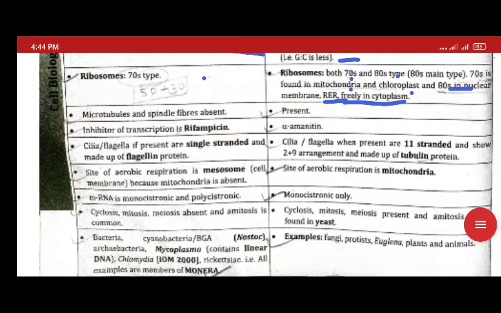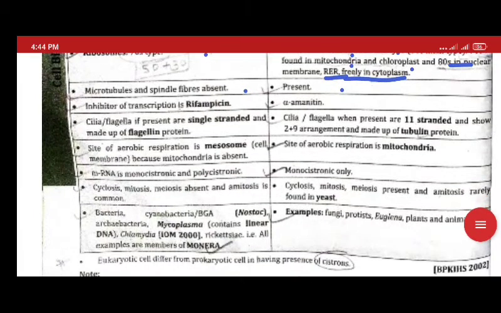Now here microtubules and spindle fibers are absent. Here microtubules and spindle fibers are present in eukaryotes. Now inhibition of transcription. Transcription means what? Transcription means photocopy of DNA. So this is inhibited here by rifampicin, and here transcription is inhibited by alpha amanitin.